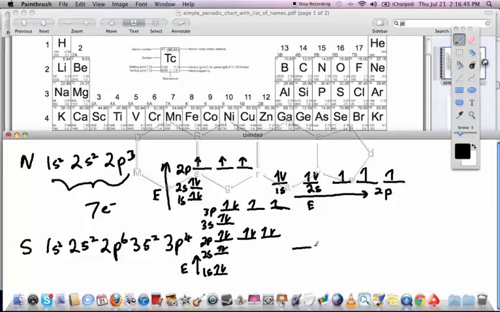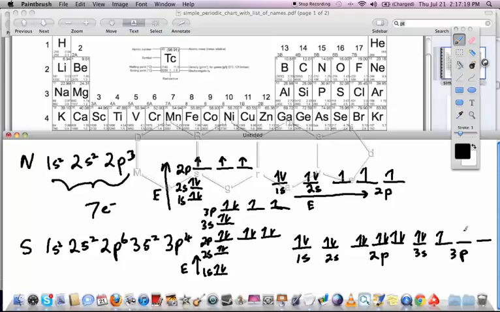Alright, so the other way that this could be drawn, 1s, 2s, 2p, 3s, and then 3p, and again filling it up. 1, 2, 3, 4, 5, 6, 7, 8, 9, 10, 11, 12, 13, 14, 15, and then 16.